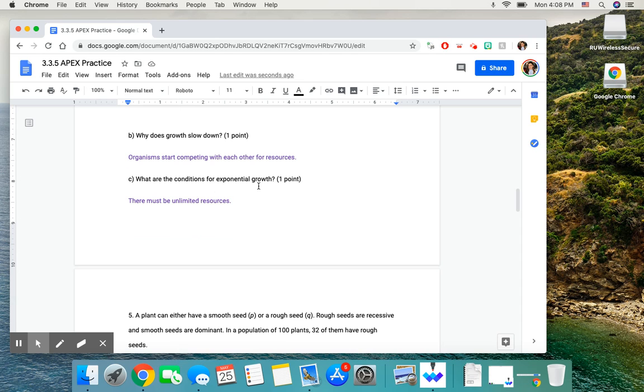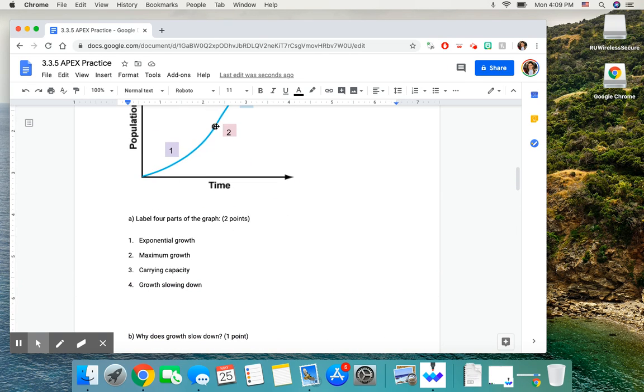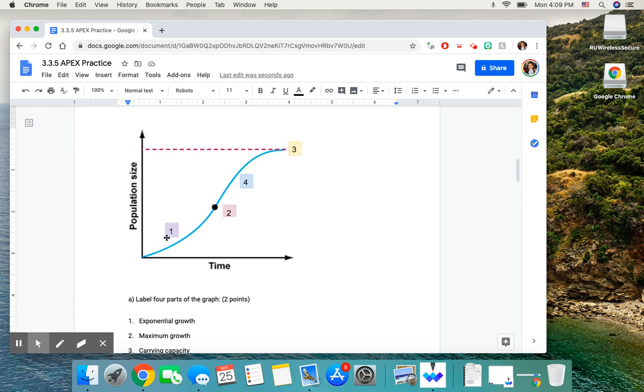What are the conditions for exponential growth? So it would be unlimited resources. So like I mentioned here, they're growing because they have so many resources. Okay?